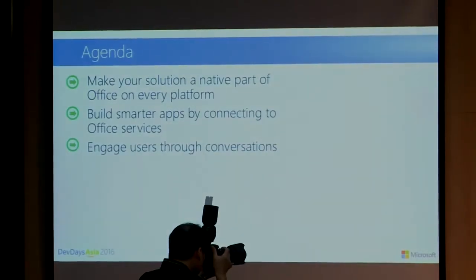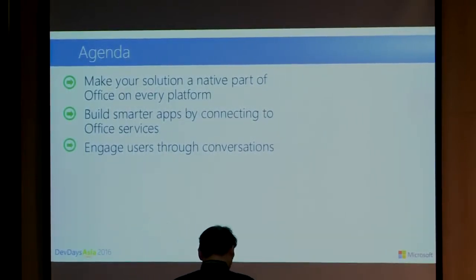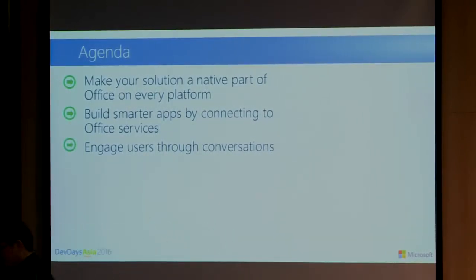So I'm going to talk about three facets of the Office platform this morning, and I'll dig into each one in detail. The first one is making your solution a native part of Office on every platform. So that's allowing you to add your UI, add your experience into Office where users are in a really natural, meaningful way. The second one is to build smarter apps by connecting to Office services. So we have a rich set of APIs that expose all of the data, intelligence, and relationships that are part of the Microsoft Cloud, enabling you to build that data and build that intelligence into your own apps, creating experiences that are more powerful than either one of us could achieve alone.